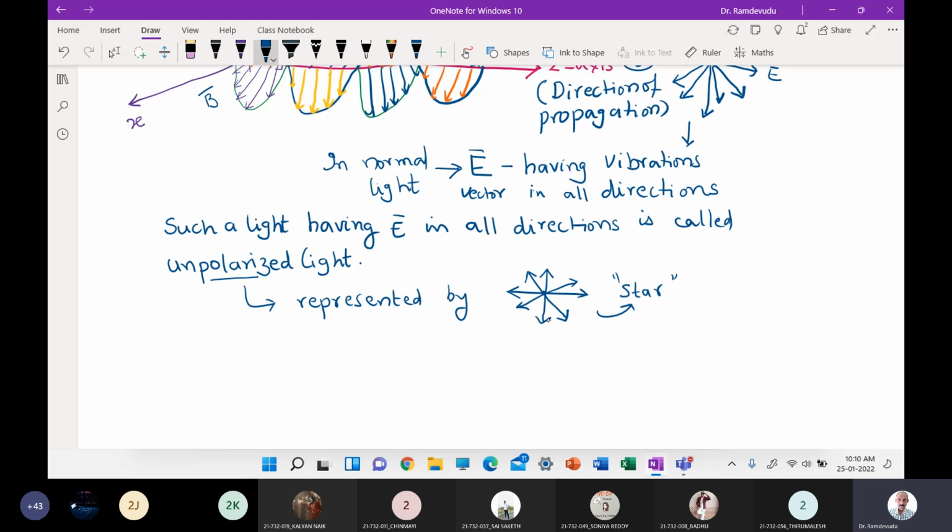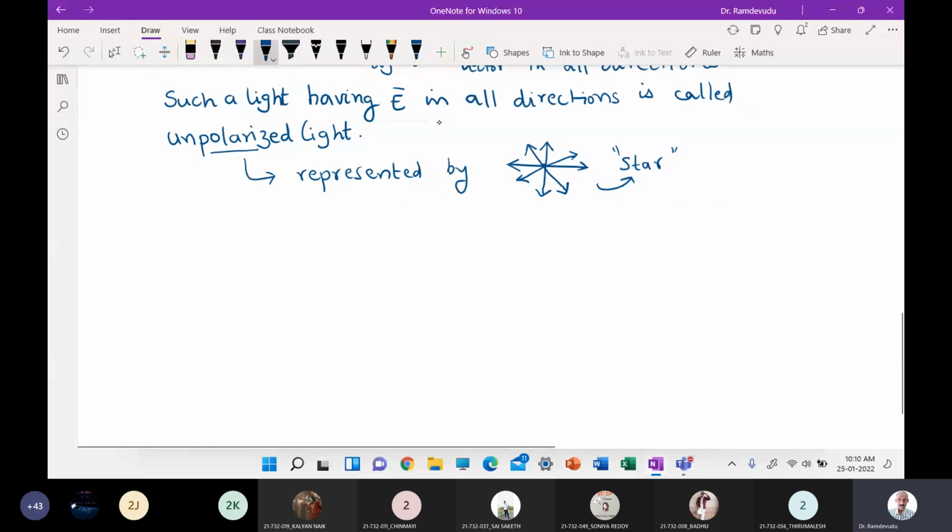However, in some special applications and in some cases, light will lose some of its vectors. That means I use some device here. I put a special device, I just write a special device like this.